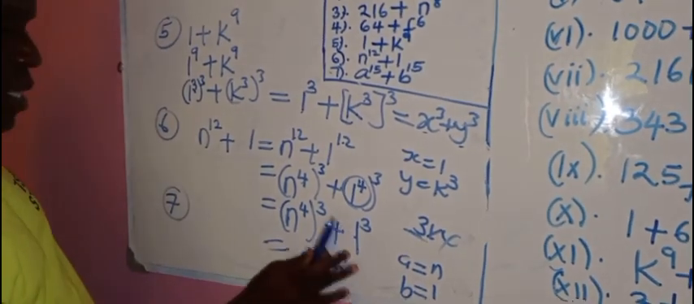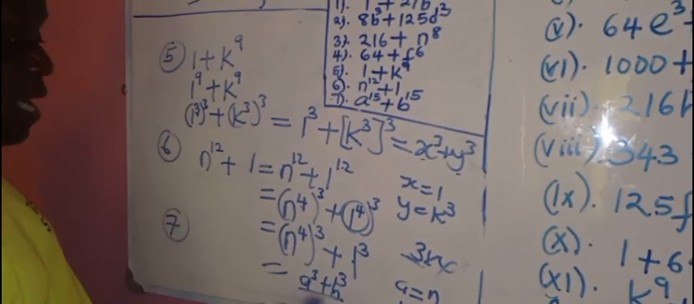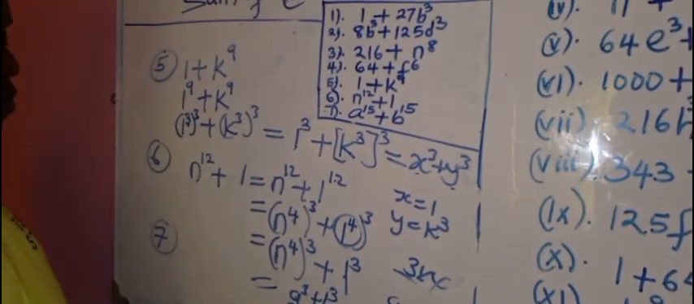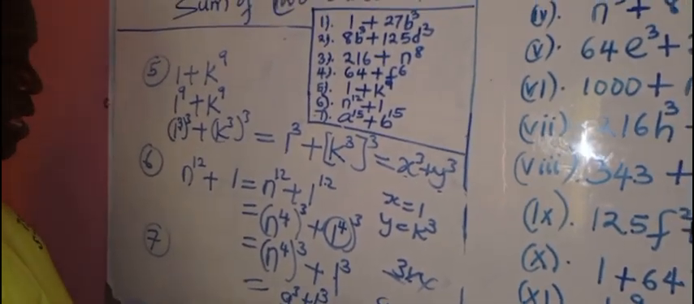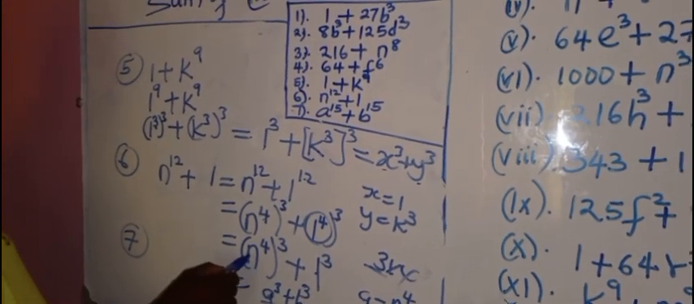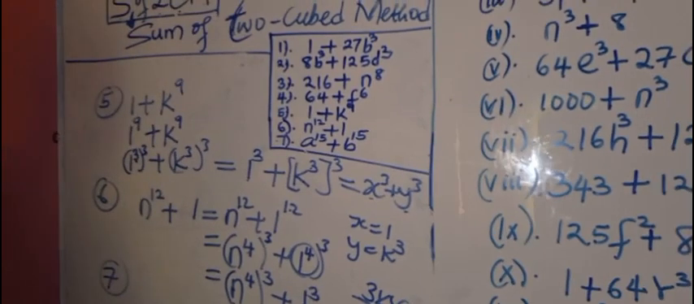I made a mistake there. Expand this, the linear factor and the quadratic factor, and substitute for your value here. Sorry, A is n raised to power 4. B is 1. Alright, so do that.